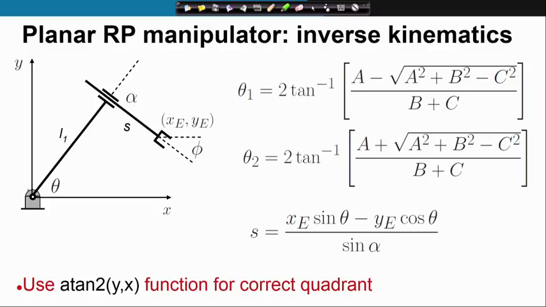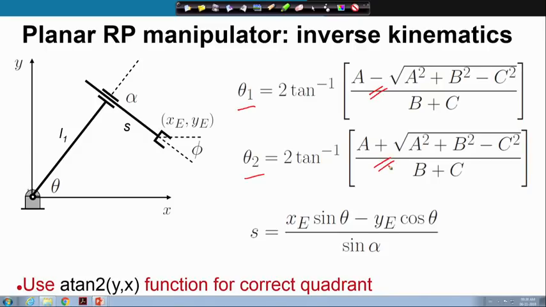Let me directly show you the solutions. These are the two solutions that we obtained for theta, theta 1 and theta 2. These are the two solutions of theta depending on the sign that we consider here, and corresponding to the two values of theta, we will get two values of s. Once again, for the tangent inverse, we need to use a tan 2 for the correct quadrant.